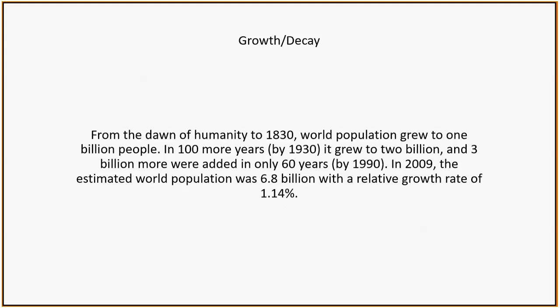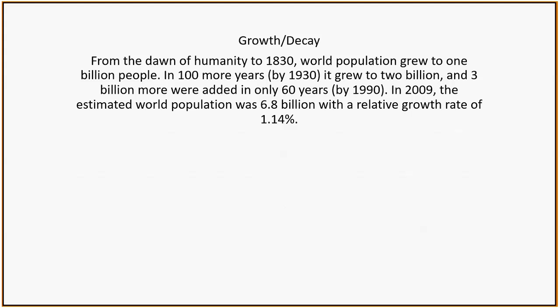Okay, in this video we're going to talk about growth and decay problems like we were doing in class. So our problem is, from the dawn of humanity to 1830, the world population grew to 1 billion people. In 100 more years, by 1930, it grew to 2 billion. And 3 billion more were added in only 60 years by 1990.